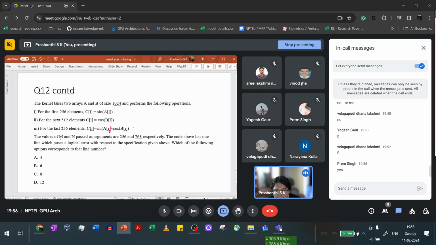Values of M and N are passed as 256 and 768. The code above has one line which poses a logical error with respect to the specification given above. Which of the following options correspond to that line number? 4, 6, 8 and 12. So go through this and then I can scroll back to the code. Let me know when you want to scroll.